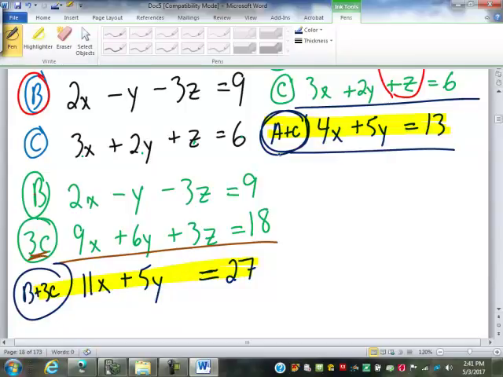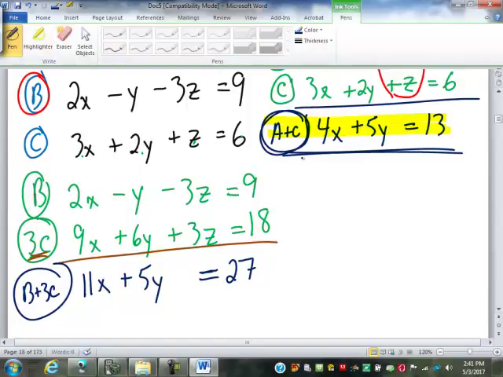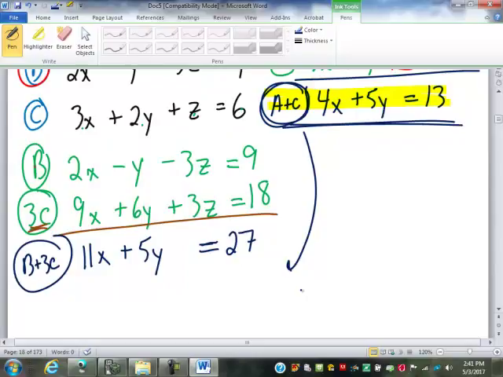So you see I've got two equations here, both of them have just the variables x and y. So I am going to use them now as a system of equations. So I'll just bring this one down here. A plus C, 4x plus 5y equals 13.